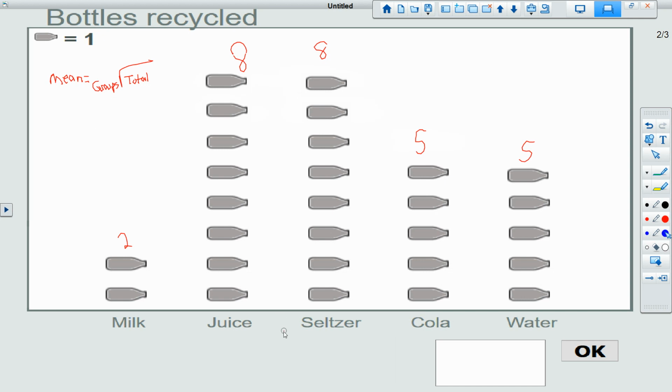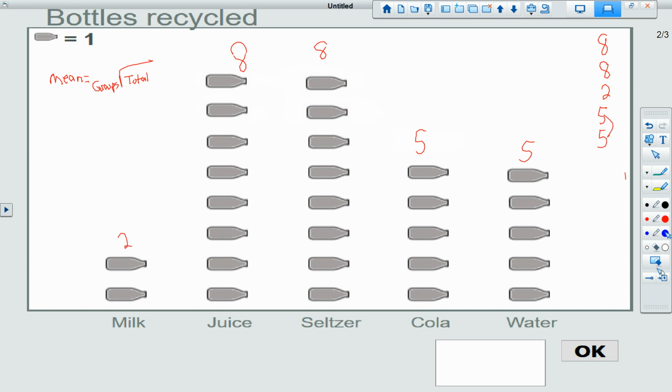So here we go. The number of things that we have, the number of items or groups. It could be items. So here we have, like, grades or something like that. We're going to add all these up. So I have 8, 8, 2, 5, 5.